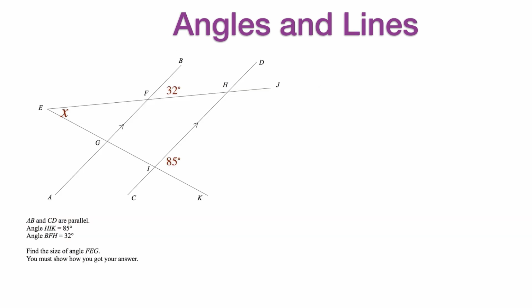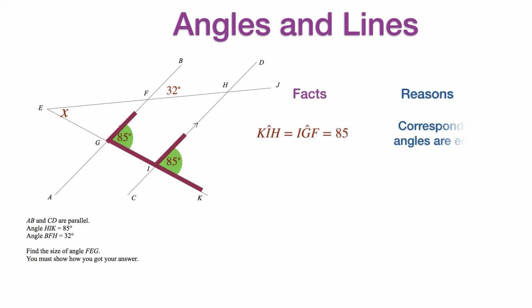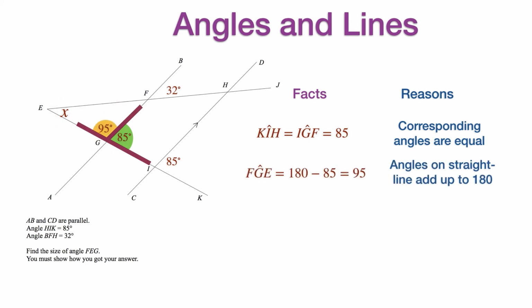In this example, we have two parallel lines which are denoted by the arrow. This means we could use the parallel line angles and the given angles 32 degrees and 85 degrees to find the unknown angle FEG. Angles KIH and IGF form corresponding angles, so they must be equal. Angle FGE and IGF are on a straight line, so angle FGE is given by subtracting 85 from 180 degrees. This gives us 95 degrees.